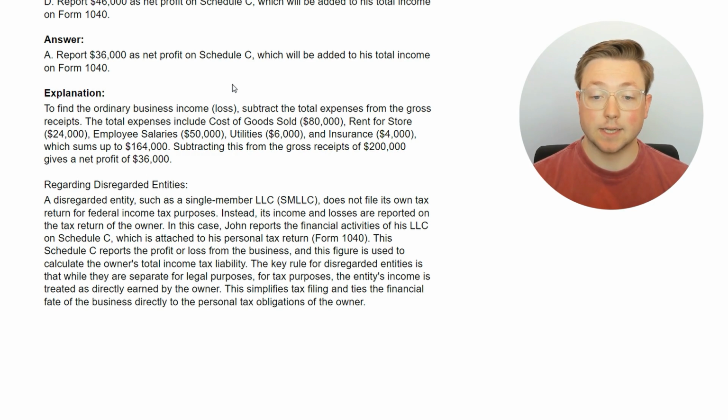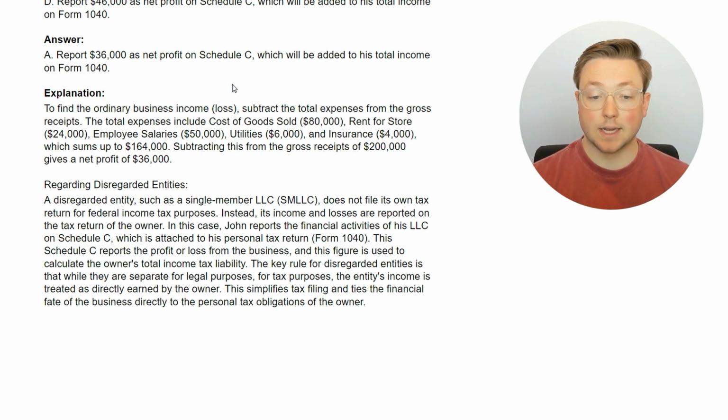A disregarded entity, such as a single member LLC or even a sole proprietorship, does not file its own tax return for federal income tax purposes. Instead, its income and losses are reported on the tax return of the owner. In this case, John reports the financial activities of his LLC on Schedule C, which is attached to his personal tax return, the Form 1040. This Schedule C reports the profit or loss from the business, and this figure is used to calculate the owner's total income tax liability. The key rule for disregarded entities is that while they are separate for legal purposes, for tax purposes the entity's income is treated as directly earned by the owner.